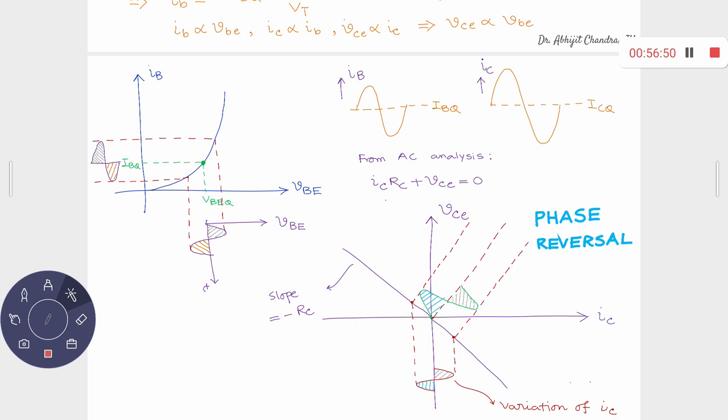So what is the significance of this point? AC signal equal to 0, only DC current. It symbolizes the quiescent operating point, the DC operating point. Because at this particular point, the small signal components are 0. Although small ic is 0 and small vc is 0, remember you have some non-zero capital ICQ, capital VCQ, capital VBQ, capital IBQ.